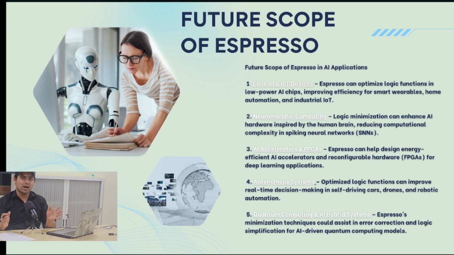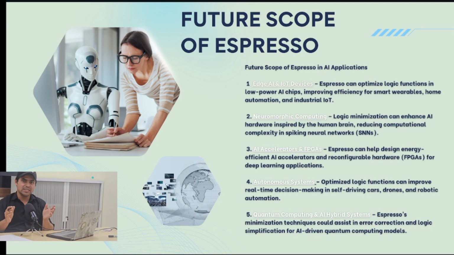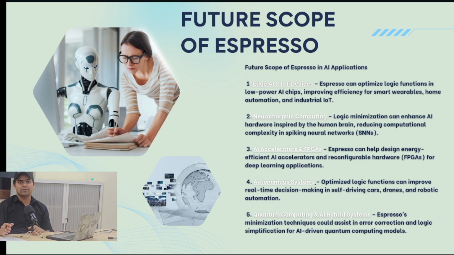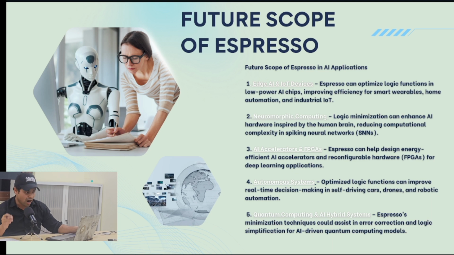If you are dealing with artificial intelligence, you will see AI in most fields of your life. Whether you go for healthcare, you will see AI there. If you go for agriculture, you will see AI there. Any sort of field you think of in this era, you will find AI there. So neuromorphic computing means logic minimization can enhance AI hardware inspired by the human brain. When it comes to the human brain, we are talking about neural networks, right? Reducing computational complexity and spiking neural networks. I hope you got this.